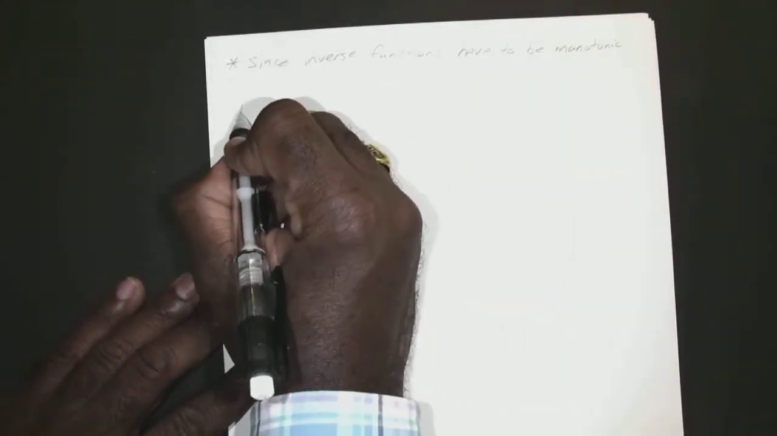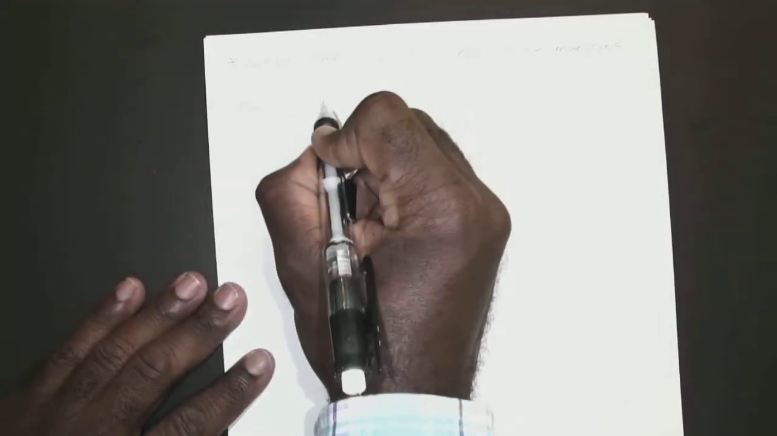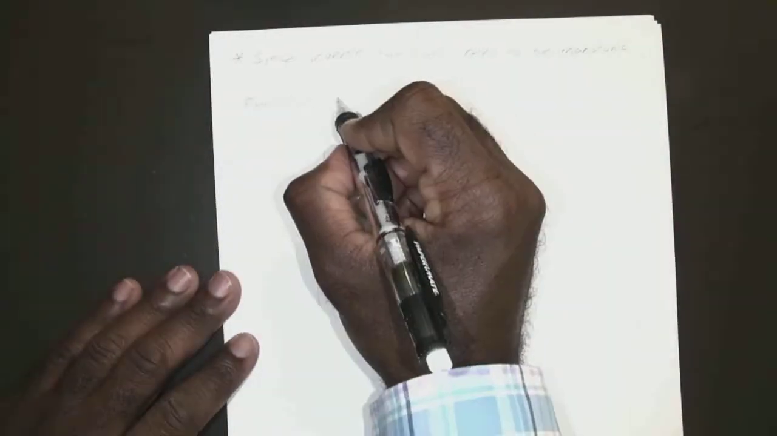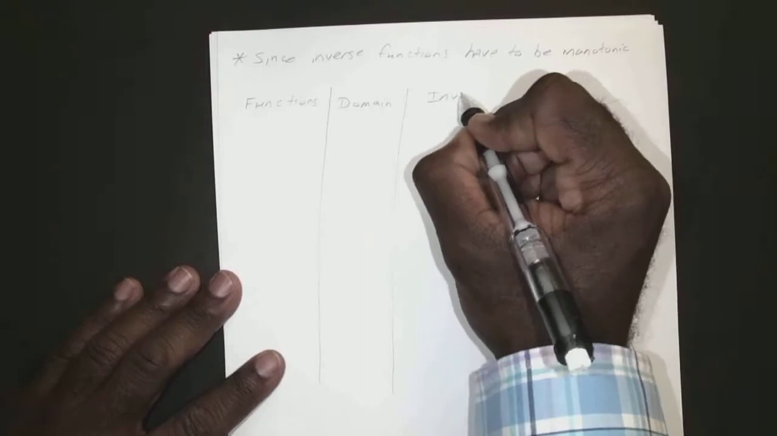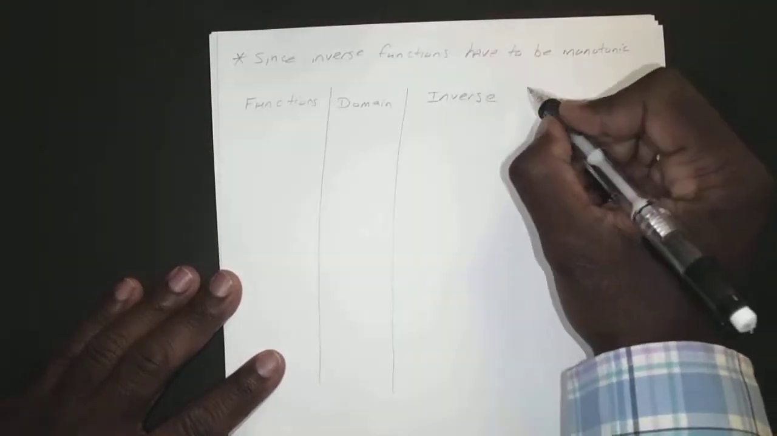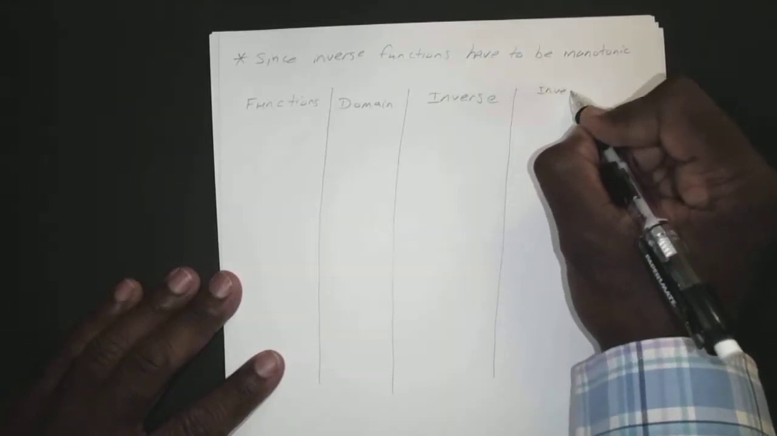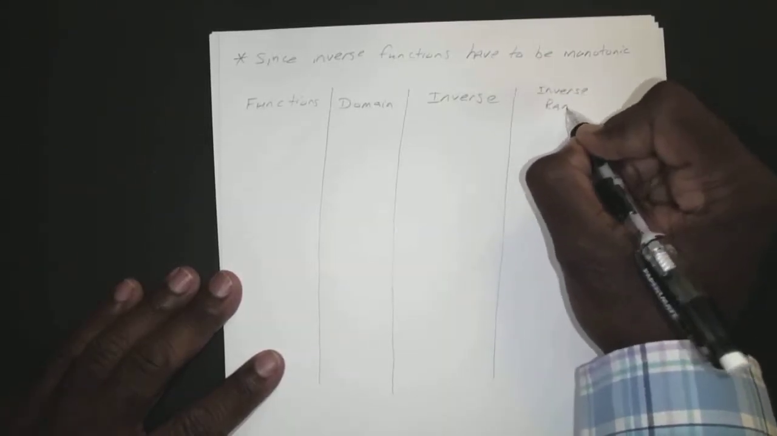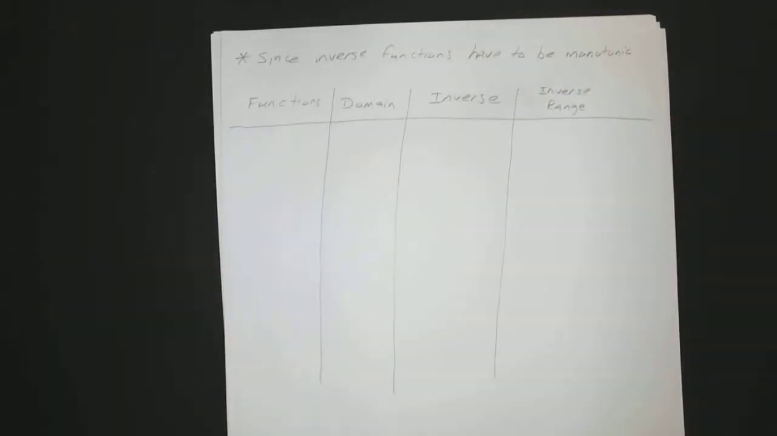We're going to have our functions, their domain, and then the inverse of that function, and the range. The domain of the function becomes the range of the inverse. So they're really the exact same thing.